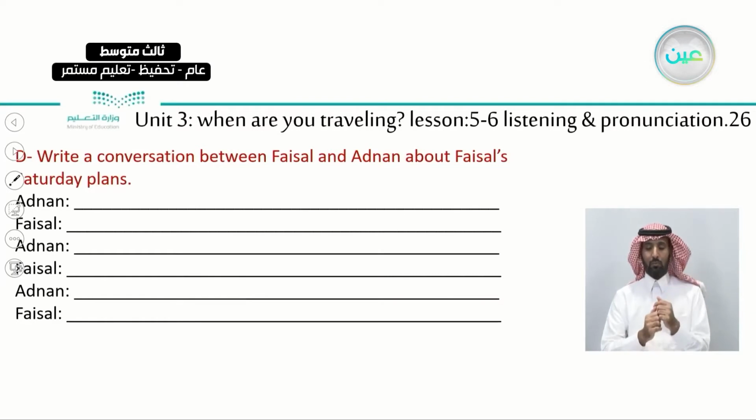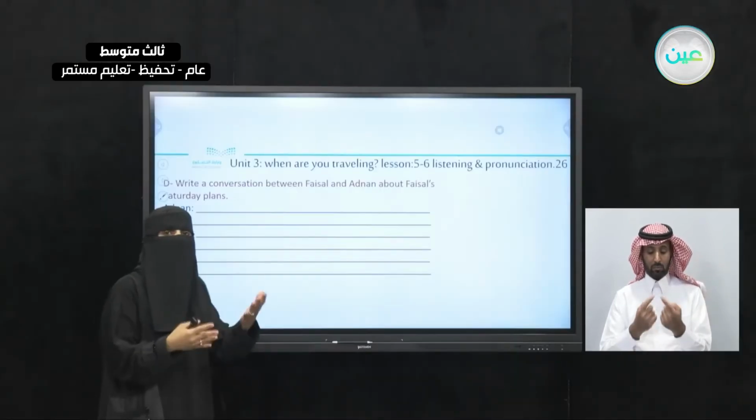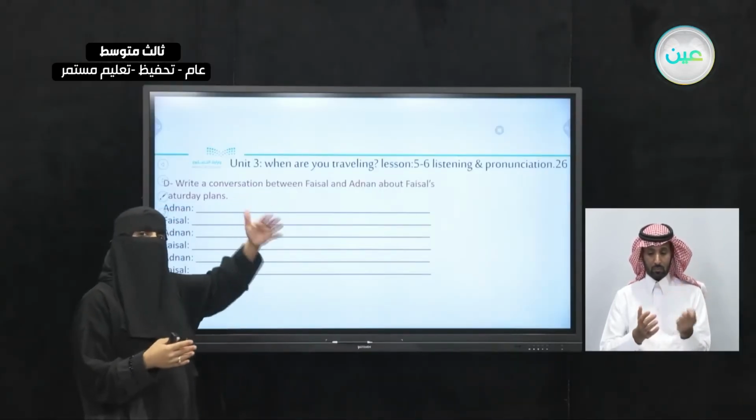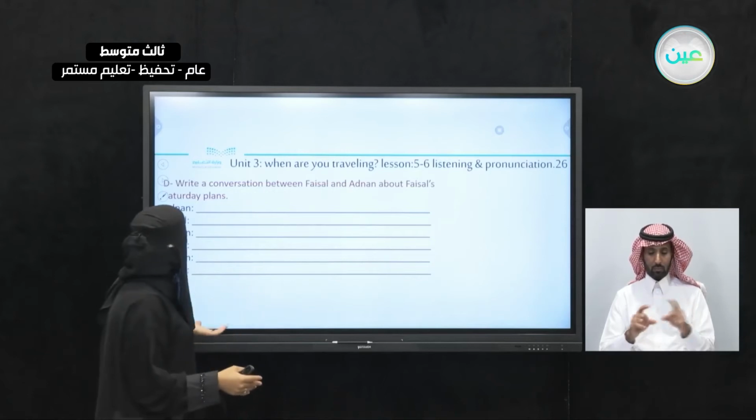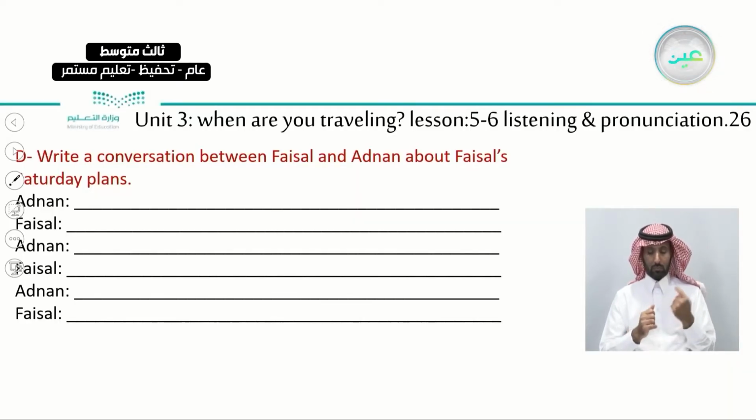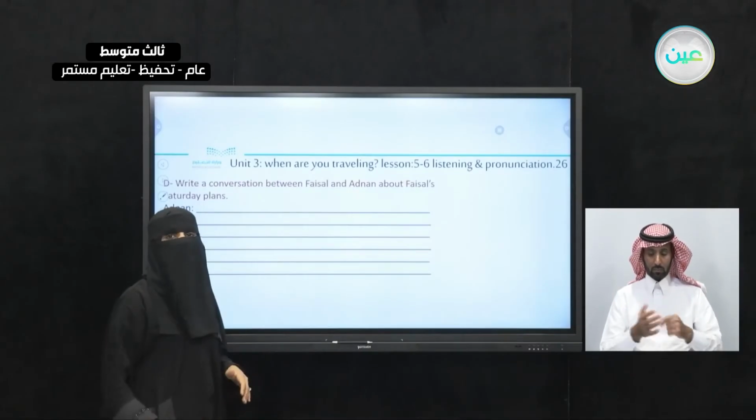Let's continue. For part D, he wants you to write a similar conversation. If we want to write the same conversation, but for the other dates, for Saturday, here he wants you to write about Saturday plans. Write a conversation, look at the table, and then ask and answer questions.